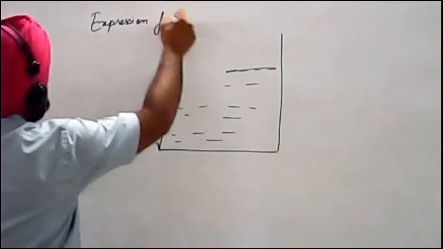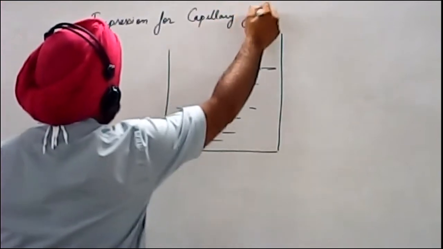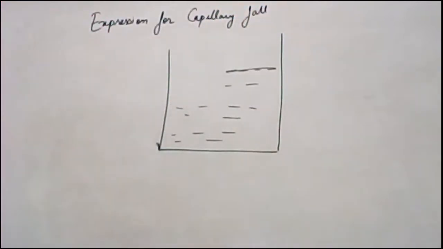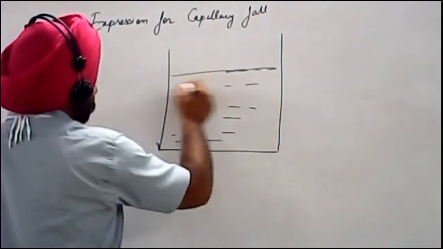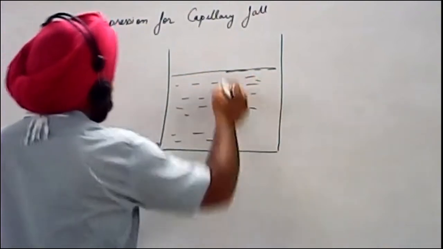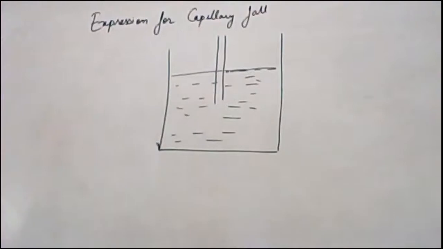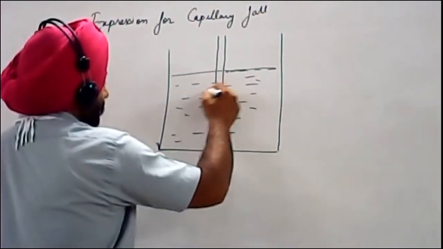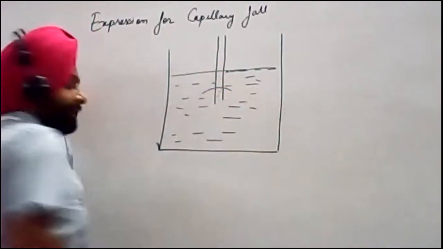Expression for capillary fall. Now let us draw this. This will happen in the case of mercury. If you dip a capillary tube in the liquid, mercury, then there will be a fall of liquid level in the capillary tube, and the drop of level is like this.